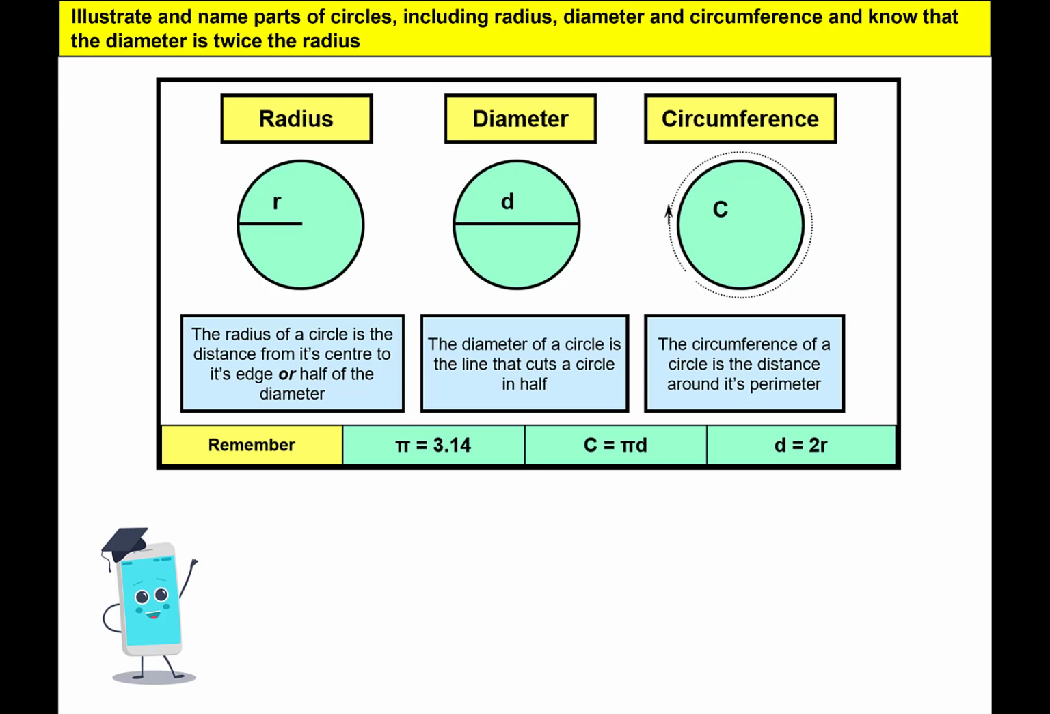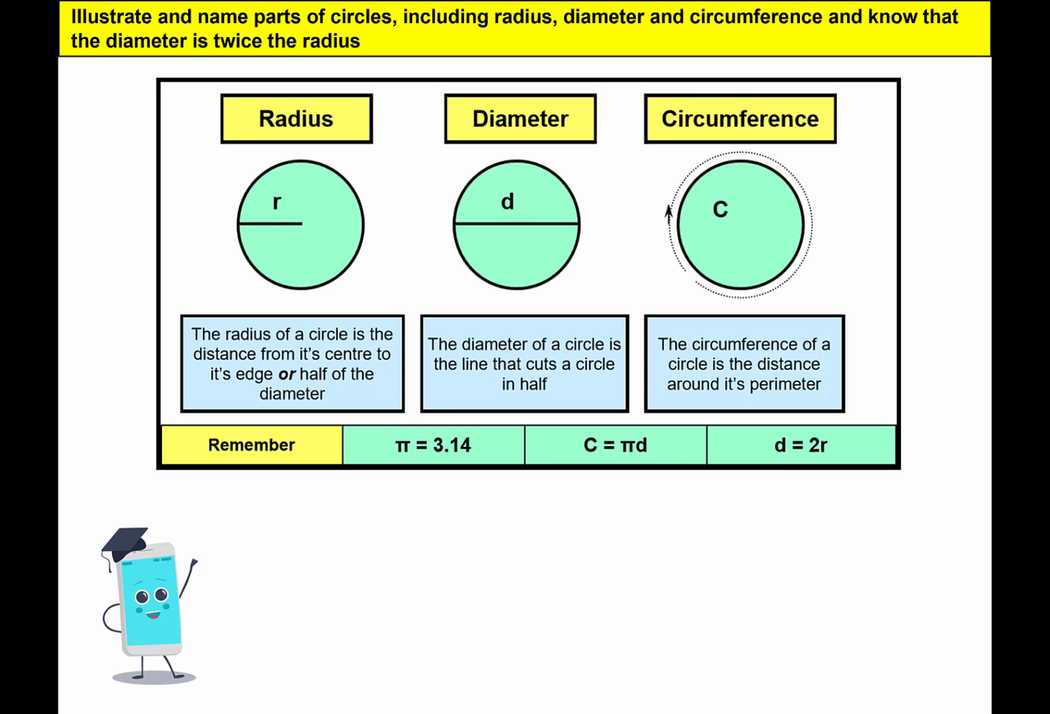Now in this example, it's cutting it across horizontally. However, it's worth noting that that line could go through diagonally, it could go from top to bottom. It doesn't have to be across the middle horizontally like that. If it passes from one edge to the other through the centre, then it is the diameter.